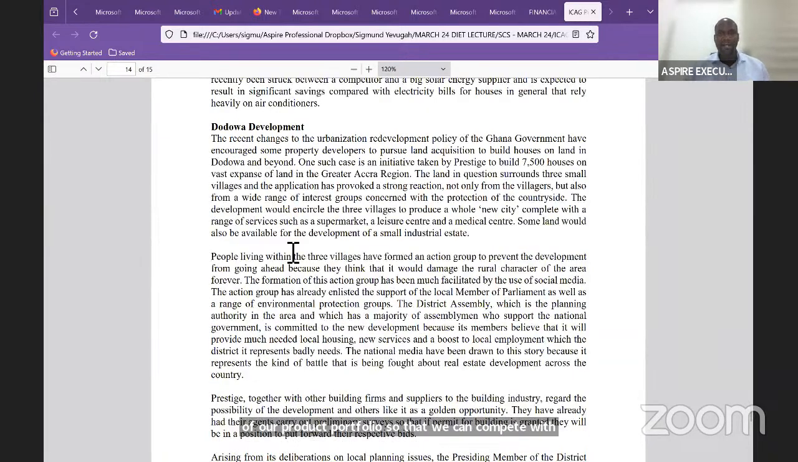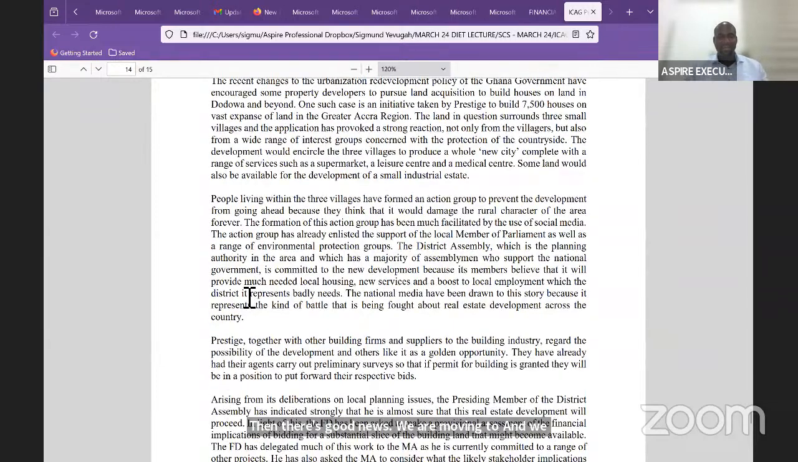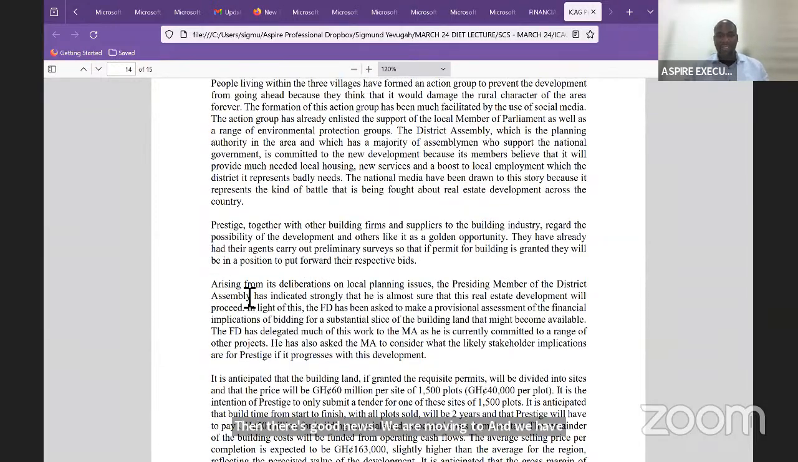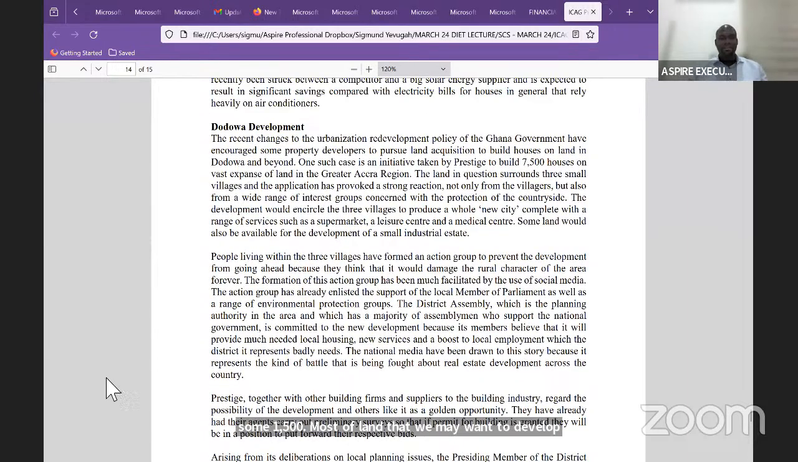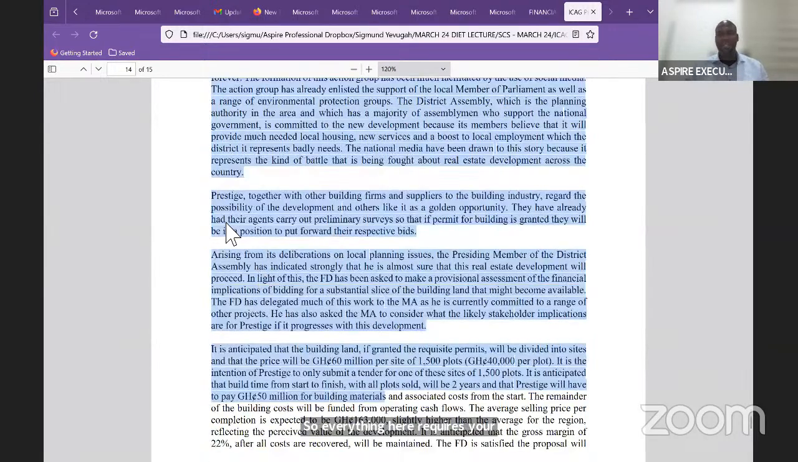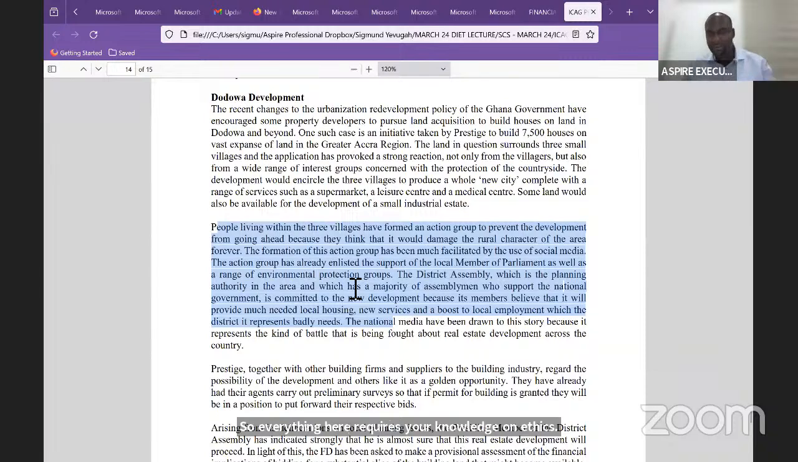Then there's good news. We are moving to Dodowa, and we have some 1,500 plots of land that we may want to develop. So the company wants to go to Dodowa. But very important here is that the company is faced with ethical issues. So everything here requires your knowledge on ethics. This is where the ethical issues will come in, because the company wants to go and construct the housing, and they are facing challenges with some people who are an action group within the community, clearly fighting the project. So we need to deal with that.